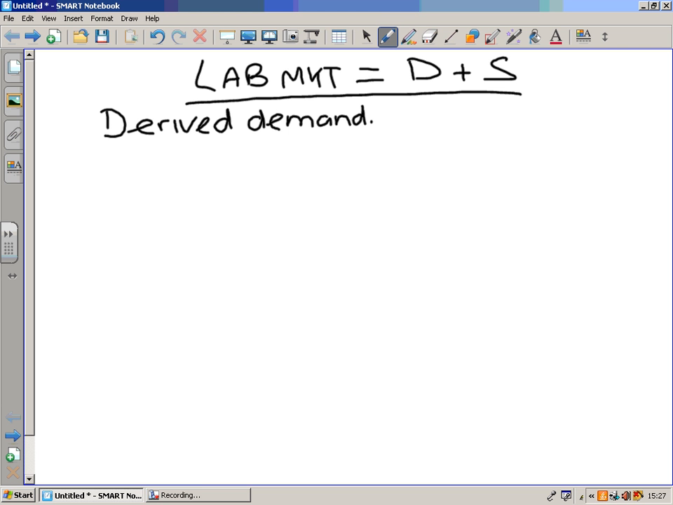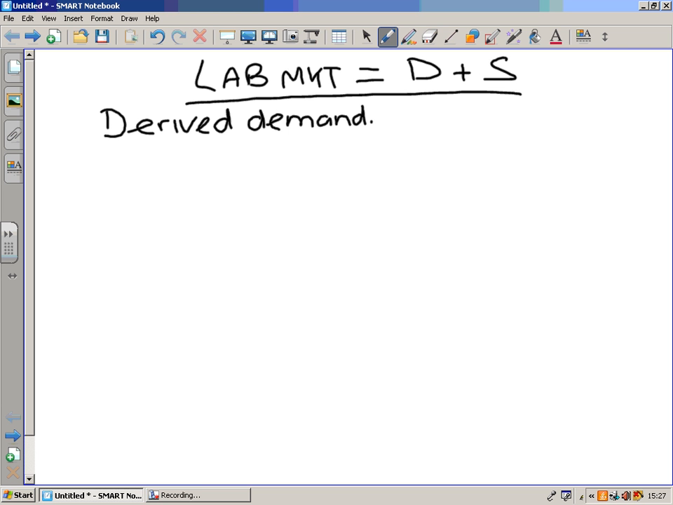Labour is an example of a derived demand. Businesses don't demand people for the satisfaction they get from employing people. They employ them because they need them to make something. So the satisfaction the business gets is from selling the products to make money. So demand for labour is not based on the demand for us as such, it's based on the demand for the product or the output.